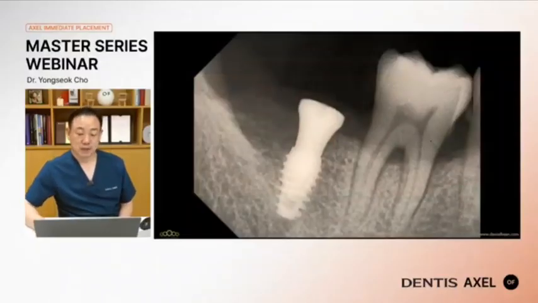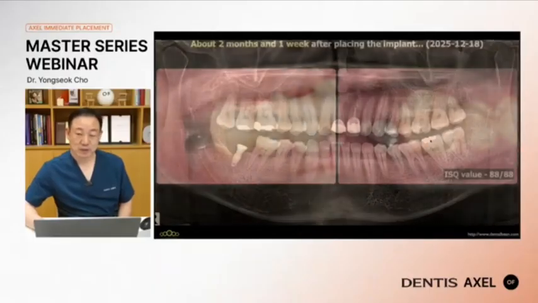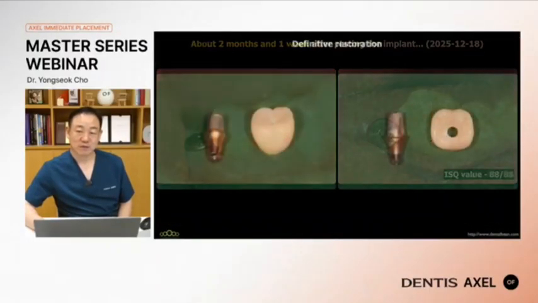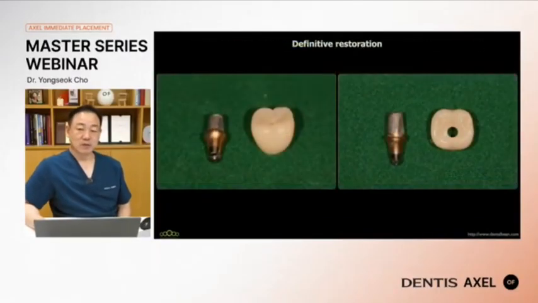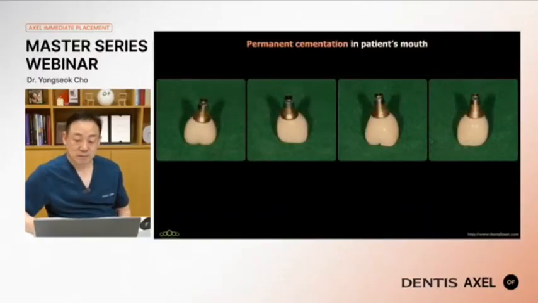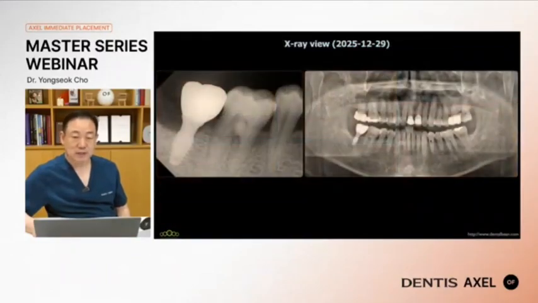Here is the panoramic image, and the peripheral view and the panoramic image look nice. After implant positioning, 2 months and 1 week later, healing was uneventful. The ISQ value increased to 88. Okay, a very strong ISQ value. And using a stock abutment, the final crown was fabricated and delivered to the patient's mouth. Okay, like this.